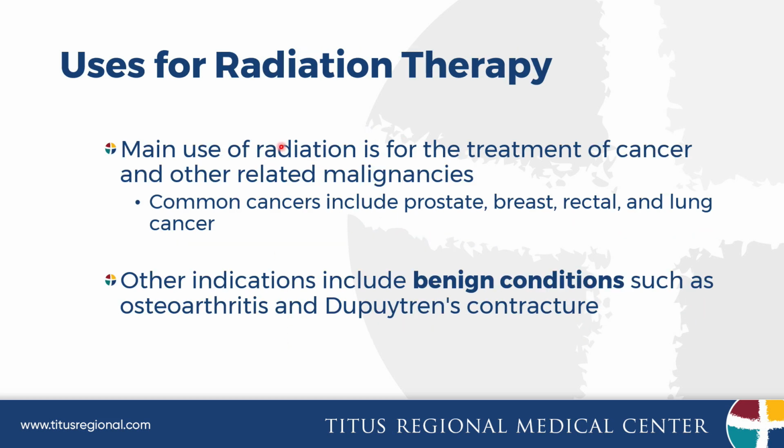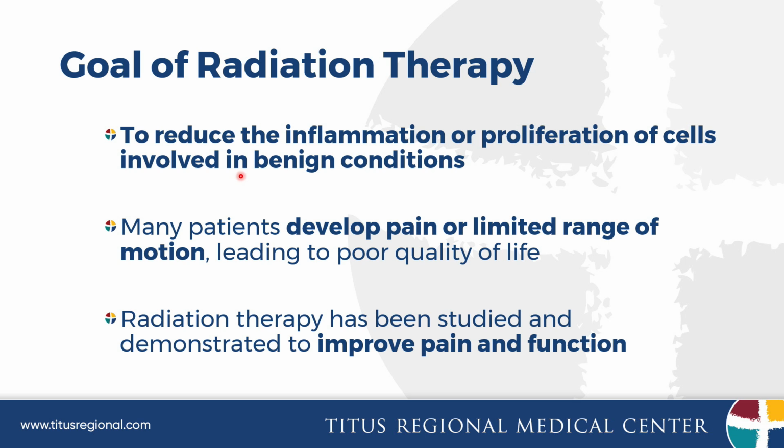Like I mentioned before, the main use of radiation therapy is the treatment of cancer and other related malignancies. These are common cancers such as prostate cancer, breast cancer, rectal cancer, and lung cancer, amongst other types of cancers. However, there are indications for benign conditions, that is, things that are not cancer related, such as osteoarthritis and Dupuytren's contracture. The goal of radiation therapy for patients with benign conditions is to reduce either the inflammation associated with these conditions or the proliferation of cells involved in them.